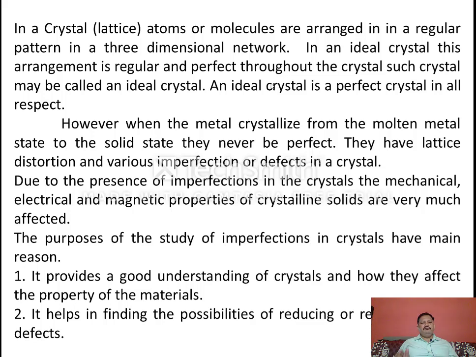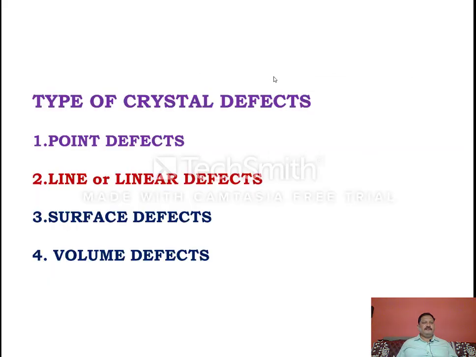So if we know these imperfections in a crystal, we can estimate the properties of the materials, and if we have a knowledge of defects in the crystal, we can find the means of reducing or removing the defects in the crystal. So we have four kinds of defects in the crystal: point defects, line or linear defects, surface defects, and volume defects.